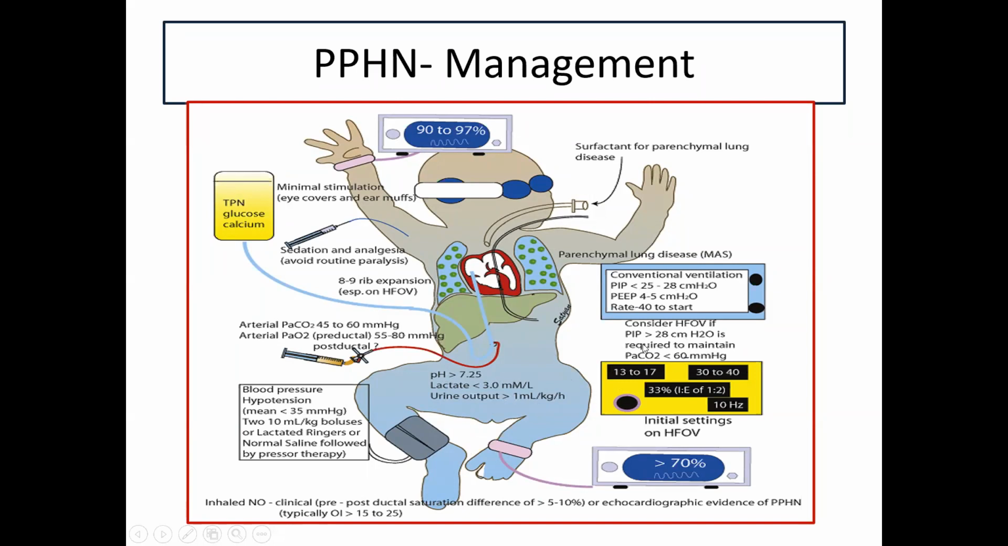Now, all this, if in place, one will start seeing that the pre-post-ductal saturation difference starts falling to less than 5%, and the echocardiographic evidence of PPHN may also start showing optimization of the different echocardiographic signs of PPHN.